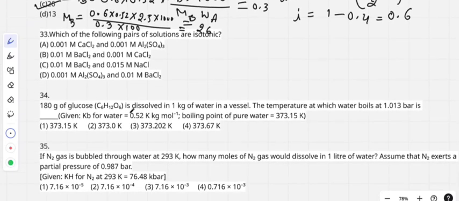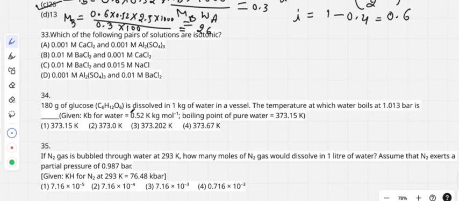Next I go to question number 33. Which of the following pair of solutions are isotonic? What are isotonic? They have the same osmotic pressure pi. Osmotic pressure pi is equal to CRT. Here R and T are constant. You have to calculate C into i, pi is equal to CRT into i. So C is the concentration given here, so you have to calculate i. So i for calcium chloride, calcium 1 plus Cl2 is 3. i for this is 3.